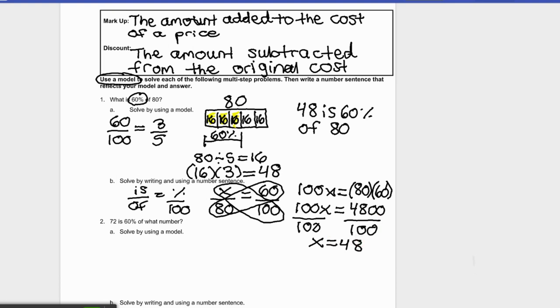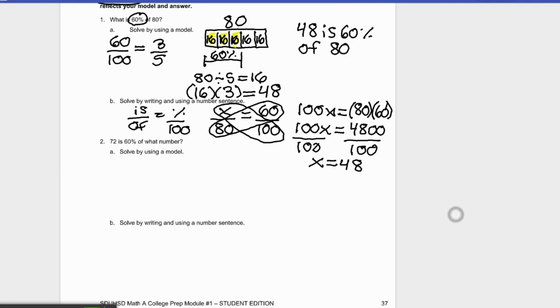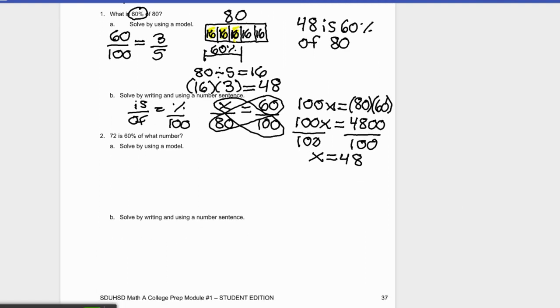So from here on out, I'm just going to show you how to solve these problems using our percent proportion, is over of equals percent over 100. So I'm not going to show the model anymore. I'm just going to show the number sentence. If you prefer a model, that's fine, go ahead, but I'm going to show it with the is over of proportion. So it says 72 is 60% of what number?